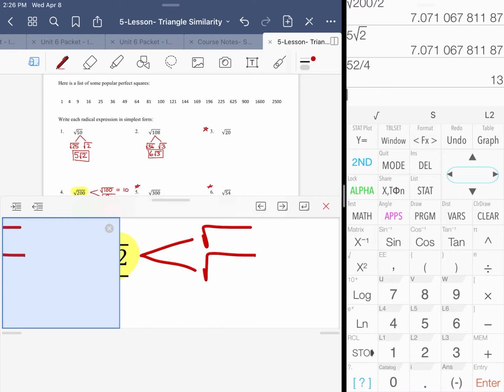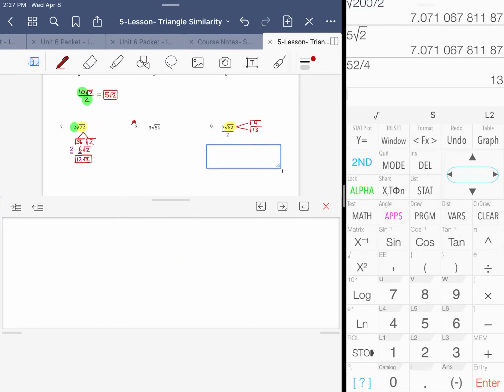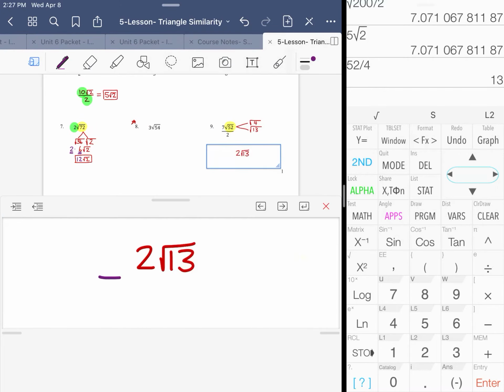You're not going to divide 13 evenly by any of the perfect square values. So it looks like we have it. So 4 and 13. I'm looking at 2 radical 13 as the simplified form of the radical. But around that, I'm going to build it out using the remaining information.